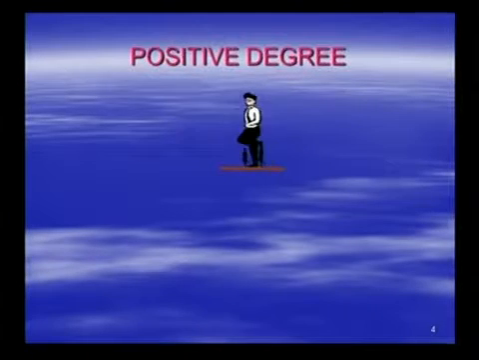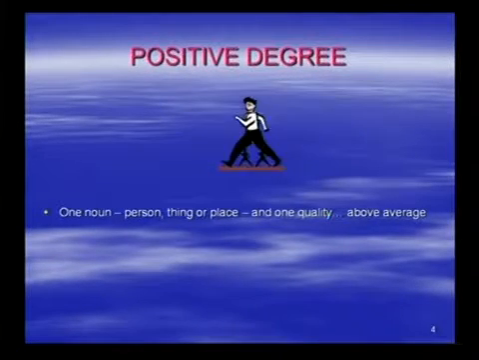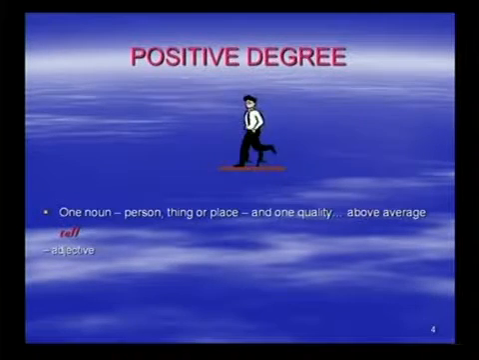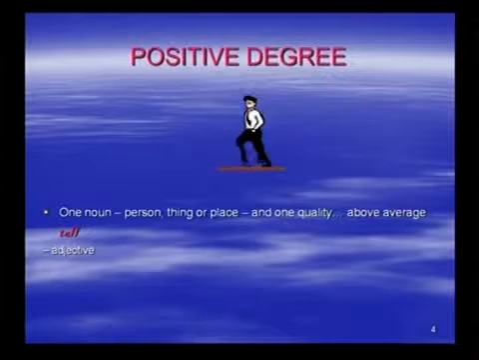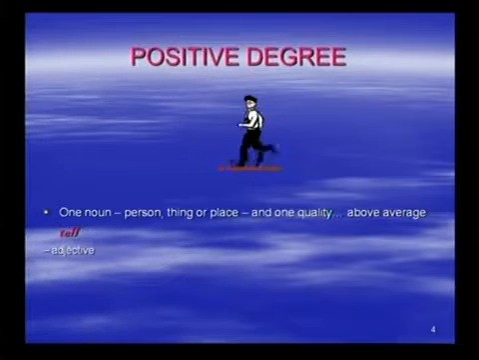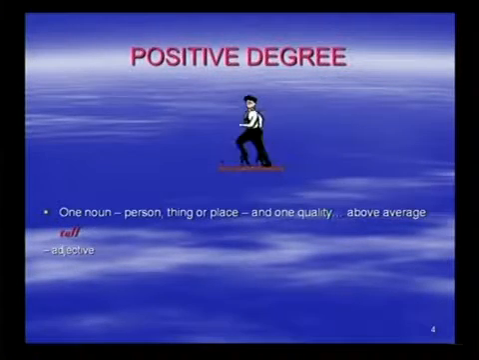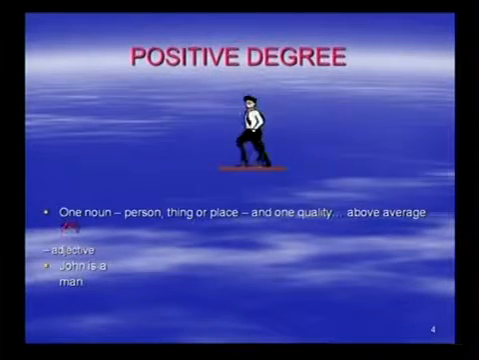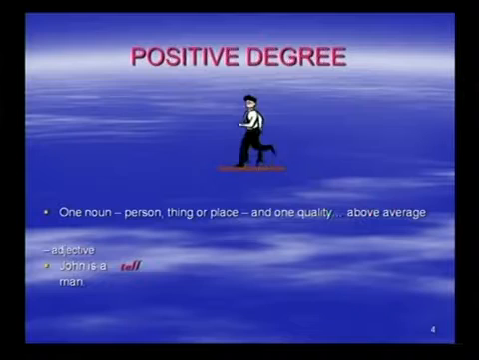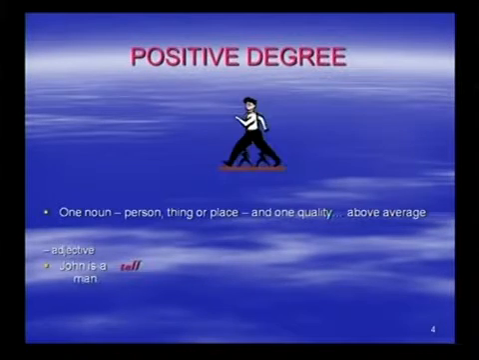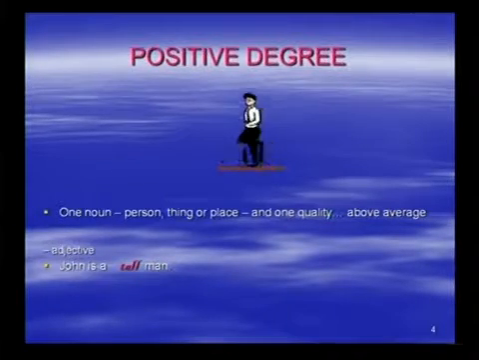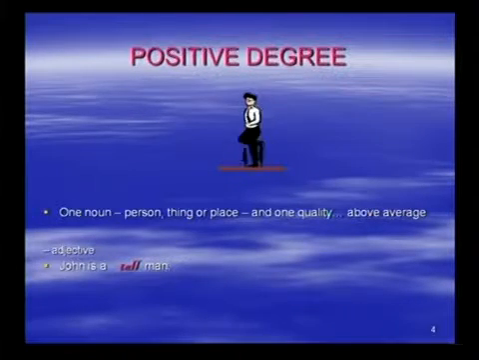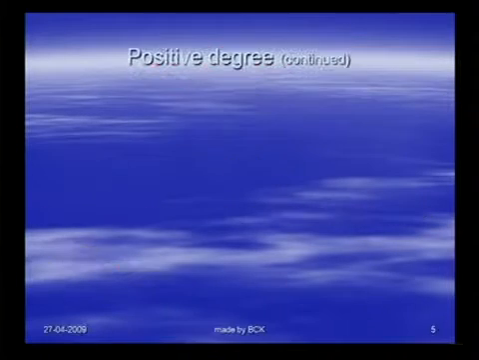Positive degree. Friends, what is positive degree? Let us know. One noun, person, thing or place and one quality. Let us watch the example that the above picture is showing to us. John is a tall man. So here what is the adjective, friends? Tall. It is exactly right. John is a tall man. So here the tall is qualifying John's quality.